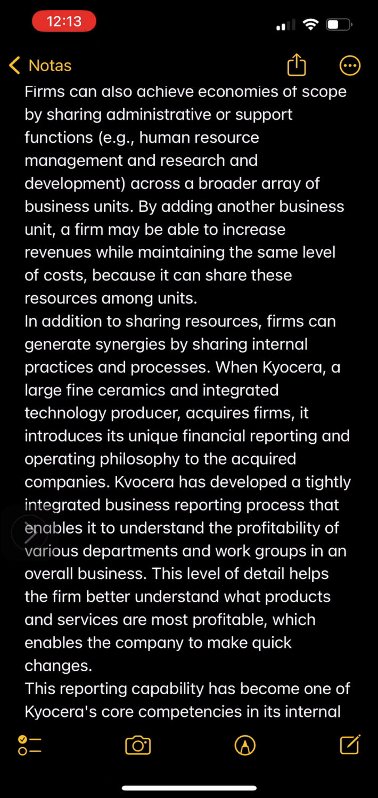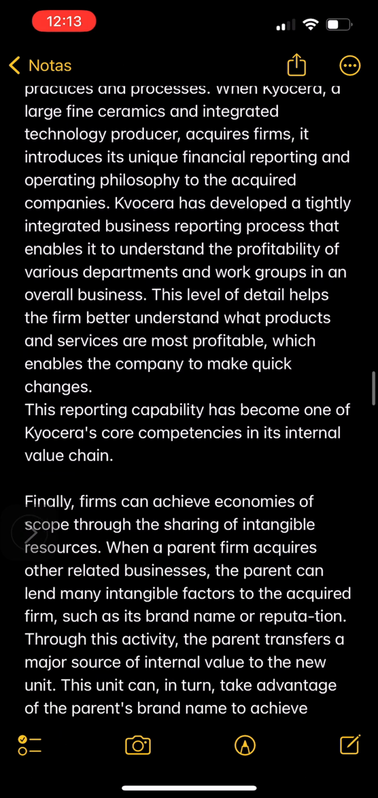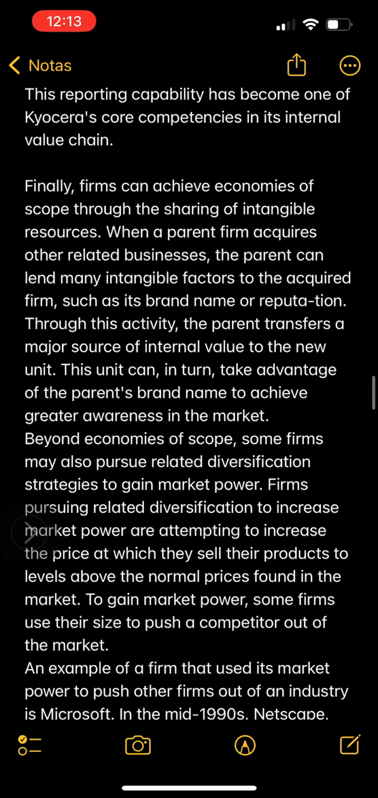Kyocera has developed a tightly integrated business reporting process that enables it to understand the profitability of various departments and work groups in an overall business. This level of detail helps the firm better understand what products and services are most profitable, which enables the company to make quick changes. This reporting capability has become one of Kyocera's core competencies in its internal value chain. Finally, firms can achieve economies of scope through the sharing of intangible resources. When a parent firm acquires other related businesses, the parent can lend many intangible factors to the acquired firm, such as its brand name or reputation. Through this activity, the parent transfers a major source of internal value to the new unit. This unit can, in turn, take advantage of the parent's brand name to achieve greater awareness in the market.